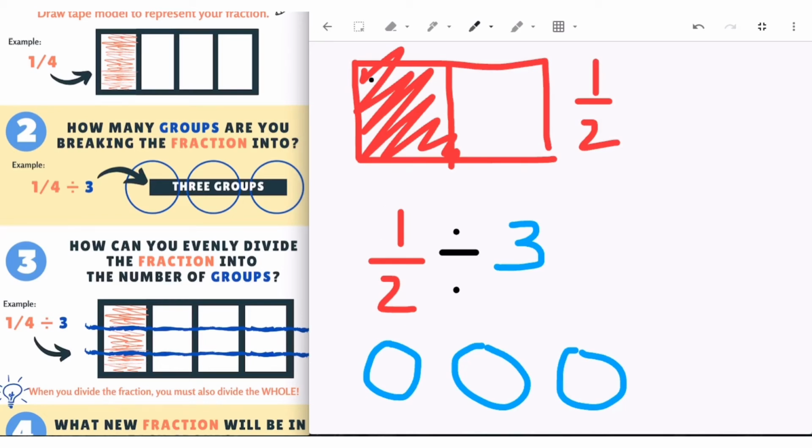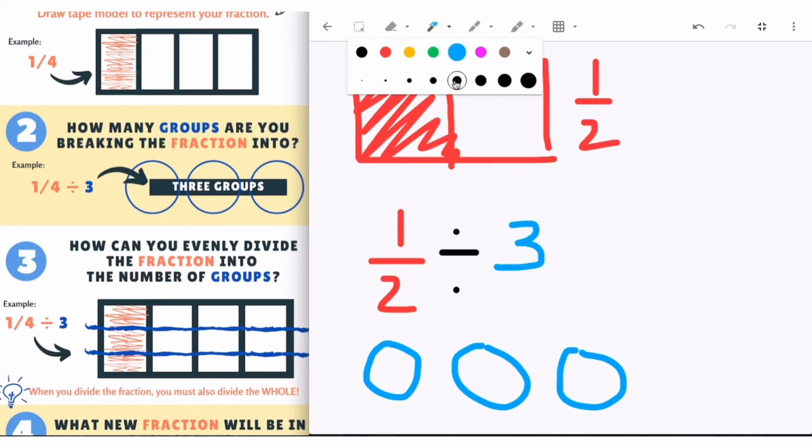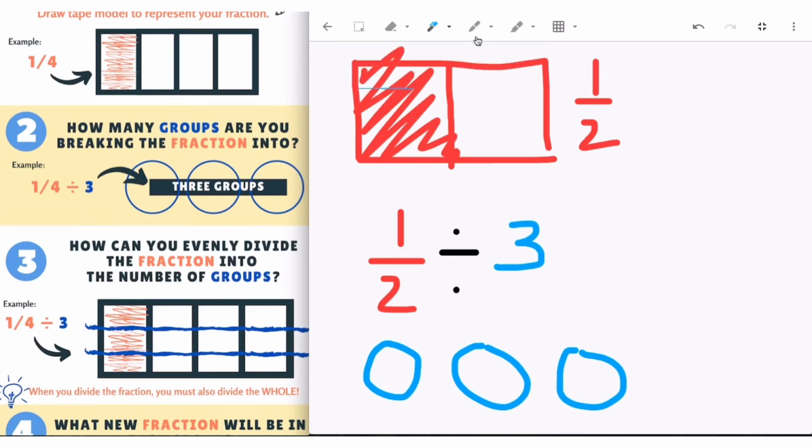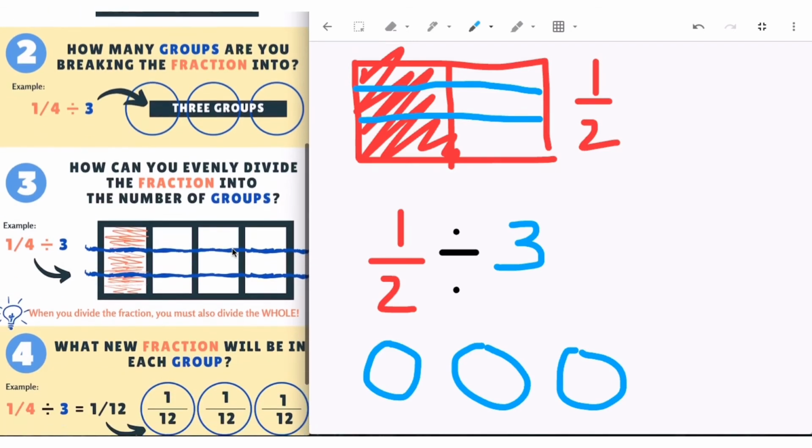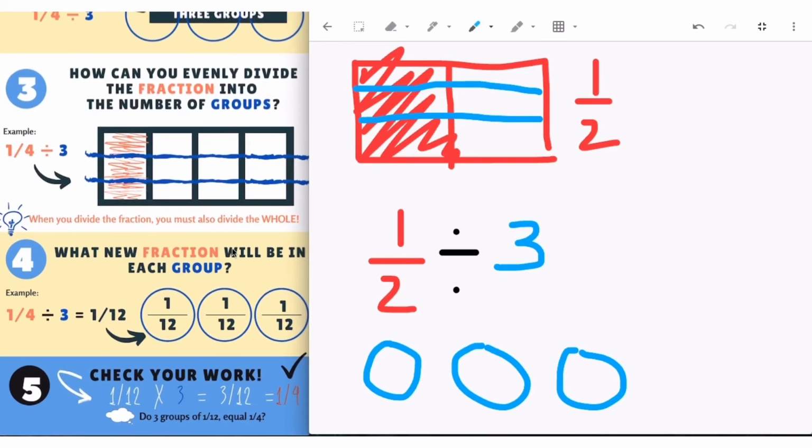So looking at this whole, I'm going to draw 3 lines to evenly divide that 1/2 into 3 groups. So now I'm thinking to myself, what next? Okay, step number 4. What new fraction will be in each group?